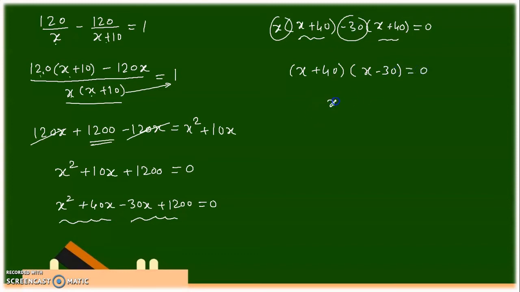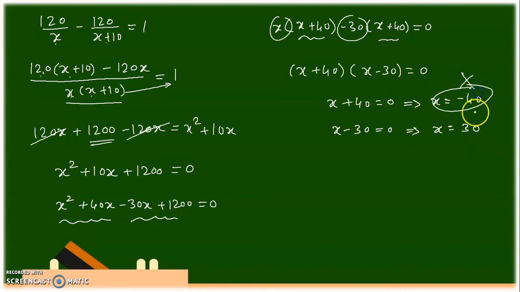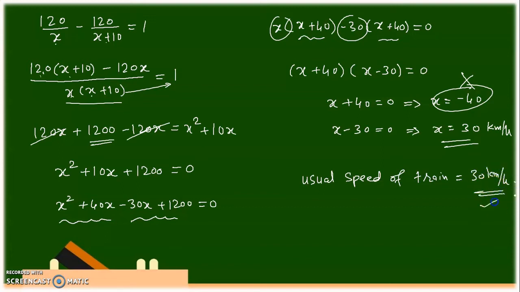So here remaining is x minus 30 equal to 0. Now if you equate x plus 40 equal to 0, we get x equal to minus 40, and if you equate x minus 30 with 0, you will get x equal to 30. Since x is the speed of the train which cannot be negative, x equal to minus 40 is not possible. So our answer is x equal to 30 km per hour. So the usual speed of the train is equal to 30 km per hour. This is your answer.